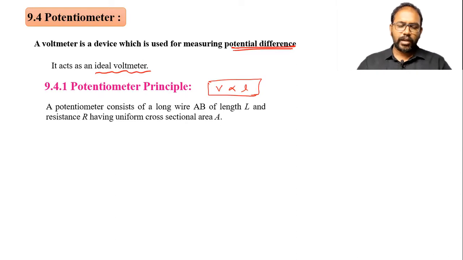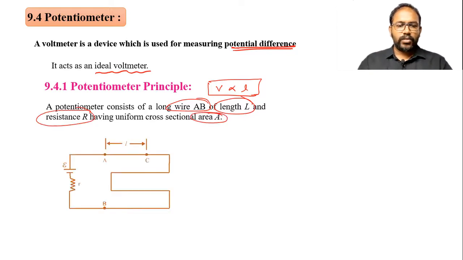We consider a wire AB whose length is L, resistance R, and cross-sectional area A. This is the wire AB. Now this is a battery whose EMF is E. This is R. Then the length of the wire AC is small l, and the length of the wire AB is capital L.